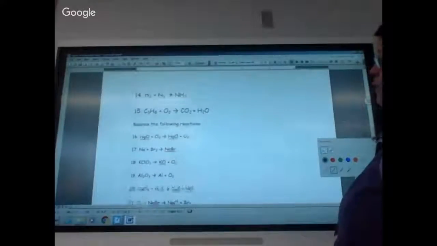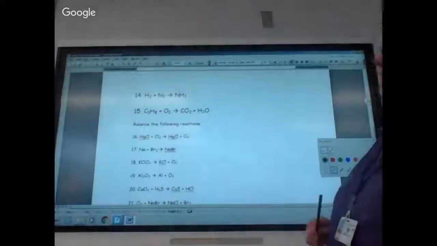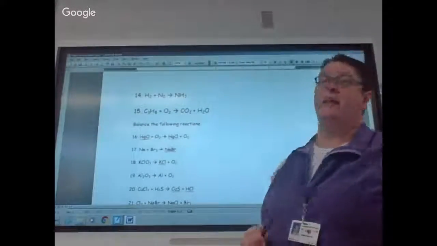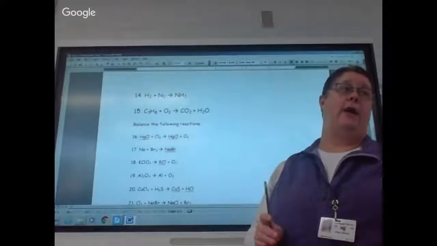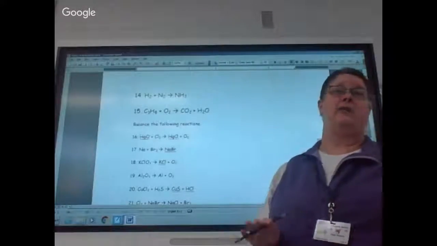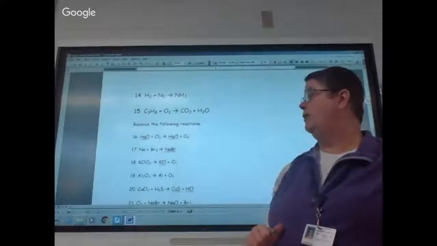All right, number 14. Synthesis. Number 15 is a what? Anybody know? That's combustion. Ends in CO2 plus water.